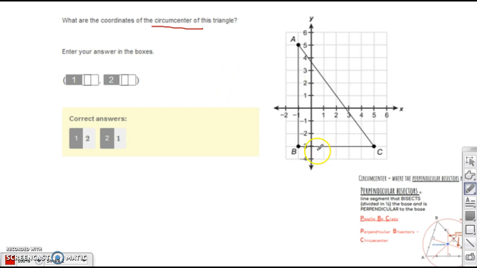So what I'm going to do is find the perpendicular bisector of side BC first. So I'm going to count the whole length, 1, 2, 3, 4, 5, 6. The whole length of BC is 6. If I want to bisect that or cut that in half, half the distance would be 3. And then perpendicular to a horizontal line would be a vertical line. So I'm going to draw this perpendicular bisector for side BC.